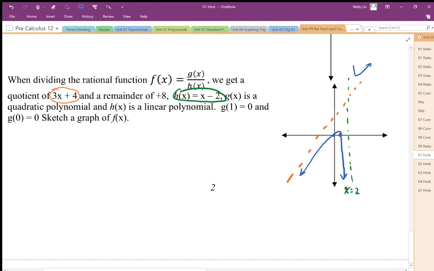Okay, we don't have a lot of details, but the details that we do have, we can come up with this part of the graph. We can come up with the slant asymptote, the vertical asymptote, the points of interest, and also the quadrants that we're going to draw this graph in.